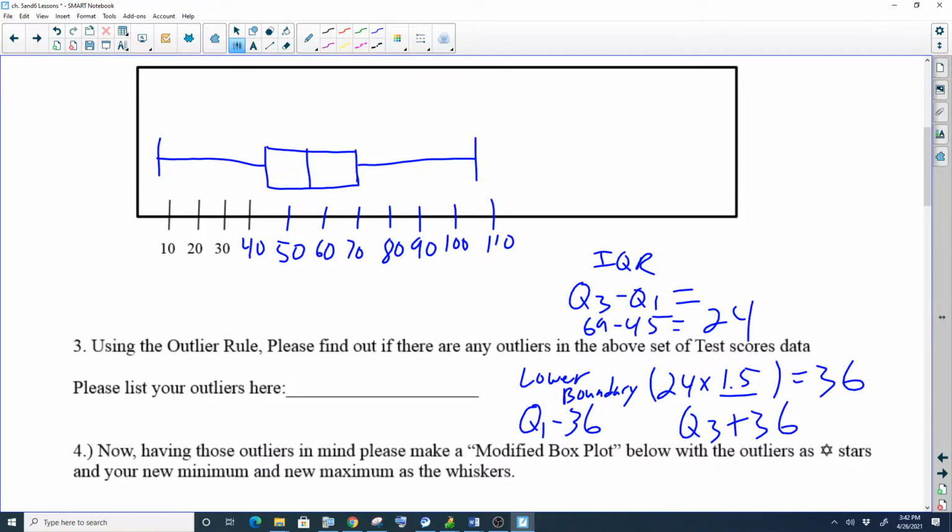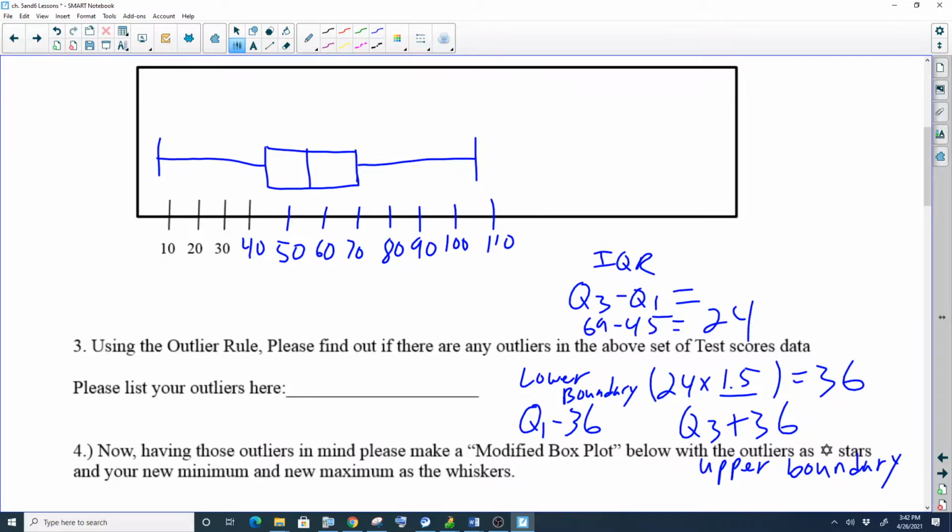And if you add it to 36, that's going to be called your upper boundary. So know if there's any outliers. Upper boundary. So I'll do the upper boundary with you.